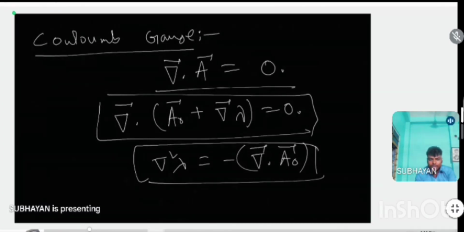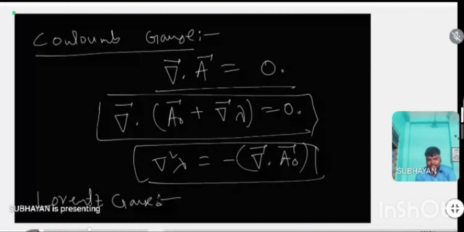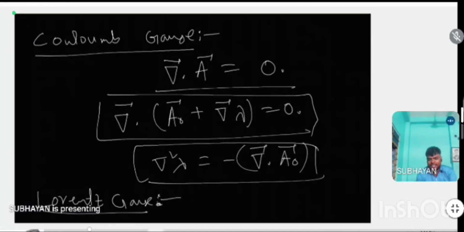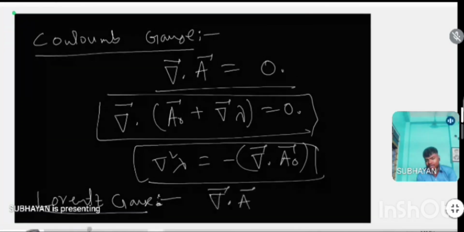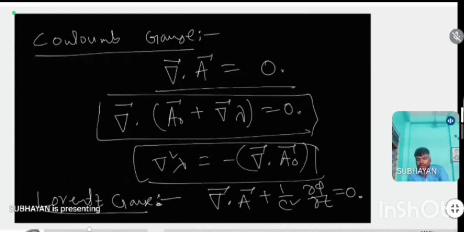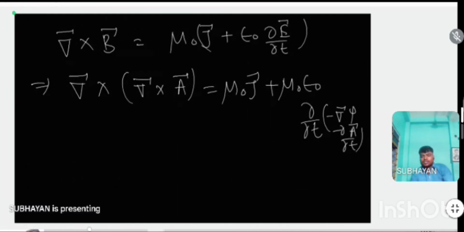Okay. And another popular gauge is Lorentz gauge. In Lorentz gauge solution, the restriction on the solution will be divergence of A plus 1 by c square del phi by del t equals to 0. So this is the restriction on the Lorentz gauge. So you may have infinite number of solutions, but the Lorentz gauge solution will be those solutions which satisfy this equation.